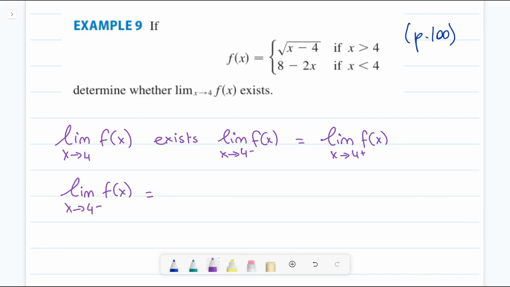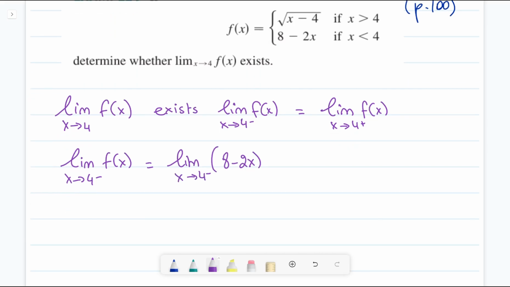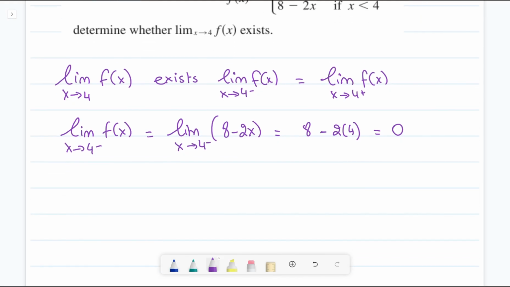For the left-hand side limit, we look at when x is less than 4, so we take the function 8 minus 2x. In such a case, as I said earlier, it never hurts to plug in. So let's try to plug in. We get 8 minus 2 times 4, which is 0. We get a real number, so this is our answer.